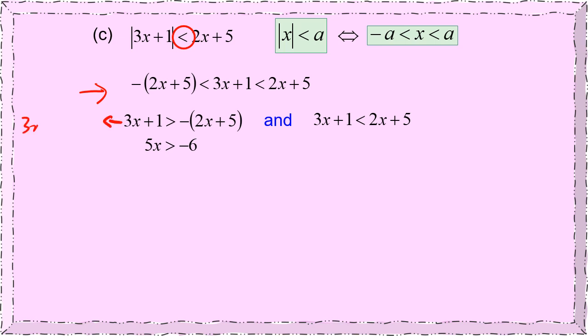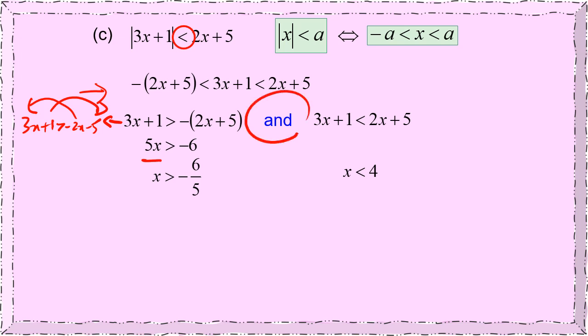So it will be 3x plus 1 more than negative 2x minus 5. So 2x here will be 5x, and 1 here is minus 1, so minus 6. So x should be more than negative 6 over 5. And on the right side we have x is less than 5 minus 1, which is 4. So we have these two answers. Then don't forget this 'and' is an operation between number sets. So we have to find the intersection between these two answers.